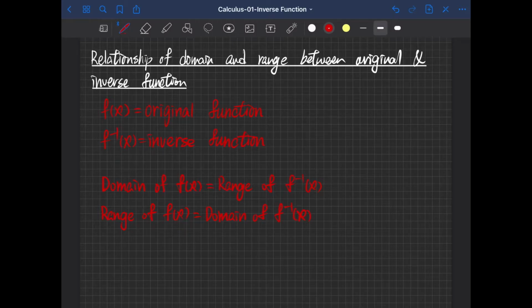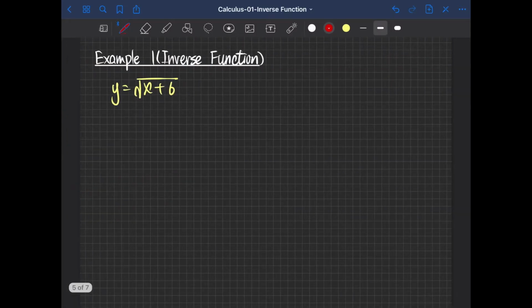Let's do two examples of the inverse function. The first example is y equals square root of x plus 6. Then we can find the domain and range of this function first.